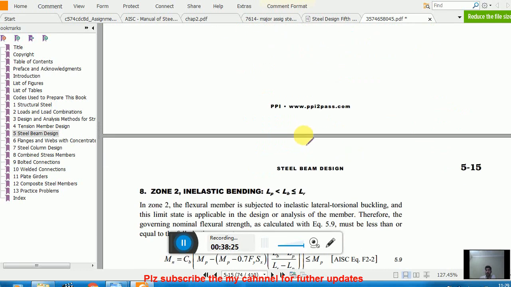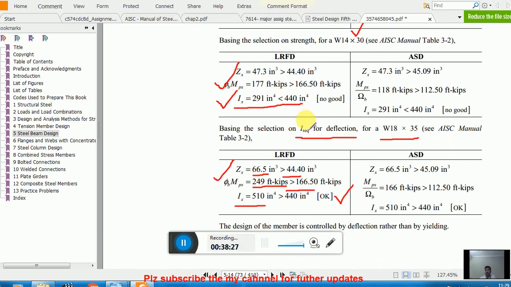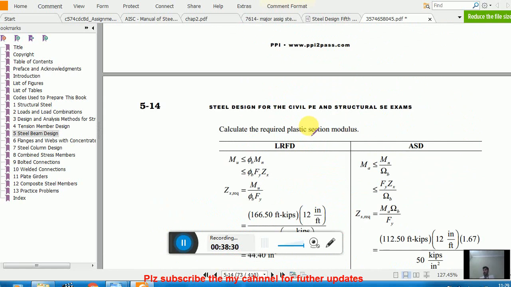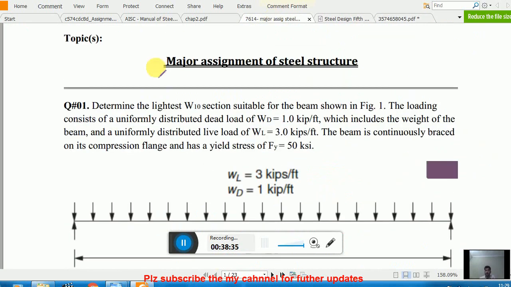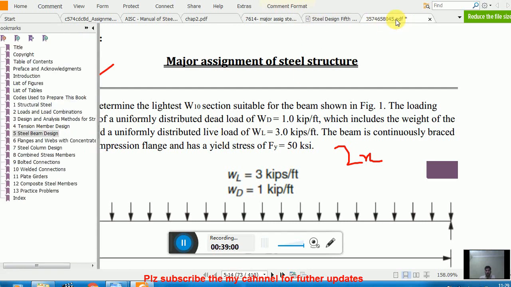So this is the key purpose of this lecture, that how you can design a section on the basis of IX, not on the basis of ZX. As we did in this example, in lecture number one in my steel structure course, I selected the section on the basis of ZX, but I didn't check the deflection. If you do check for the deflection, you will see the section which I selected in this question will fail. Please do an exercise on it.